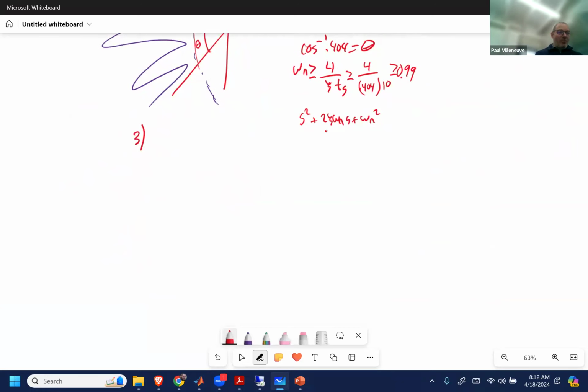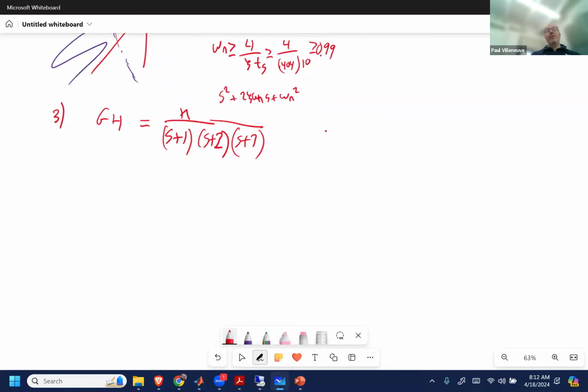All right, got to do a root locus. So our GH is equal to K over S plus 1, S plus 2, and S plus 7. So do exactly what we talked about in the class before when we do the root locus. We do the poles and the zeros. So the poles are -1, -2, -7. The zeros are 3 at S equals infinity.